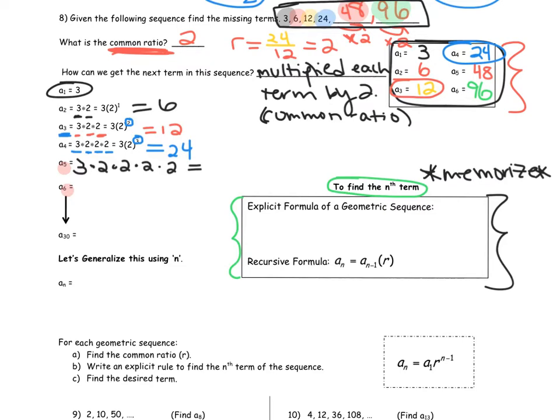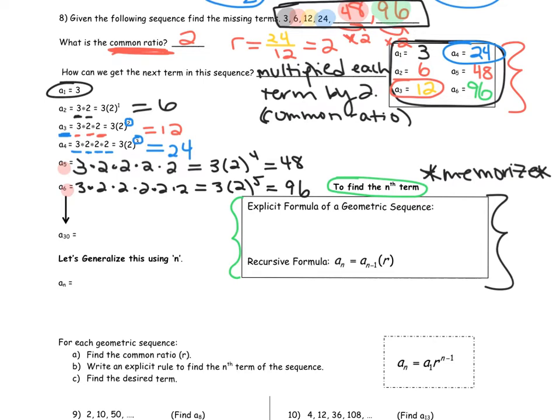If I'm looking for a sub 6, I'm multiplying by 2 5 times. All right? So let's write that out. This is the same thing as writing 3 times 2 to the fourth, which is the same thing as 48. If I'm writing a sub 6, again, we're multiplying by the initial amount, and we're multiplying by 2 now 5 times. So I have 5 copies of 2, so that's 3 times 2 to the fifth, which is 96.